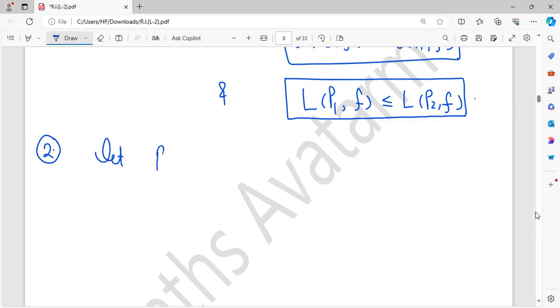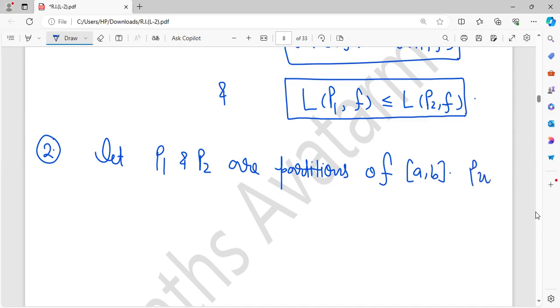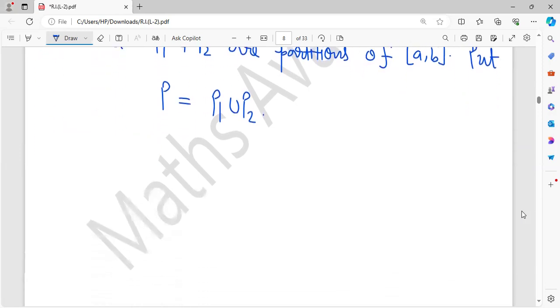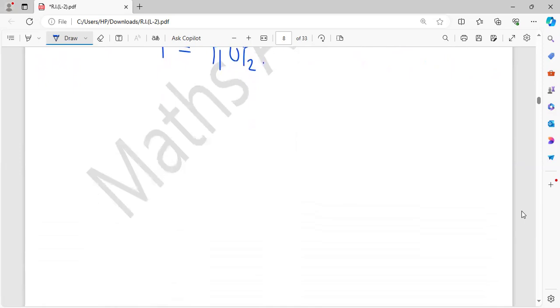Let P1 and P2 be partitions of [a, b]. Put P equal to P1 union P2. Now P1 is contained in P, and P2 is contained in P.